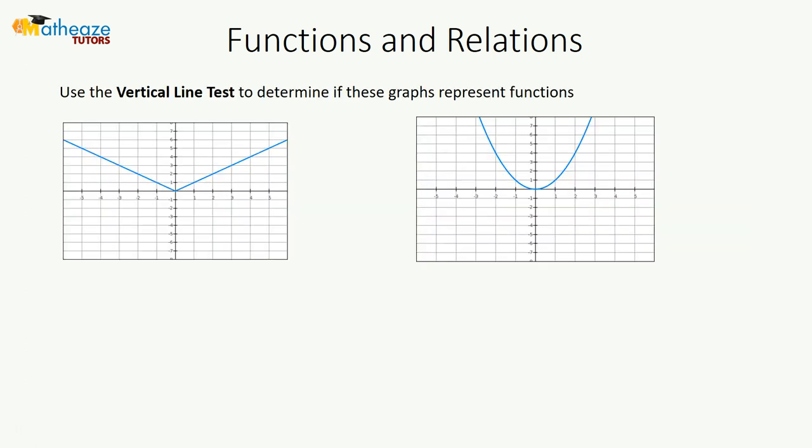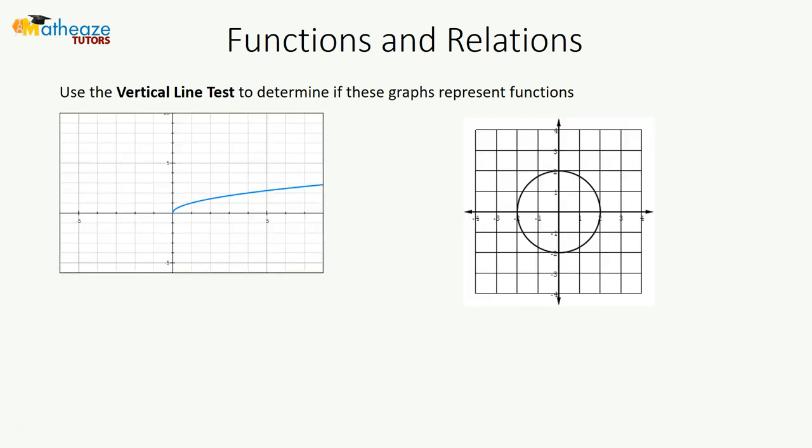So we're going to use the vertical line test to determine if this graph represents a function. I put a vertical line right here. I can see that it intersects at only one point, so this is a function. I draw a vertical line right here and I draw another vertical line right here. It only touches the graph at one point, so this is a function. What about with this graph here? If I draw a line right about here and right about here, you can see that each time the vertical line only touches the graph at one point, so this is a function.